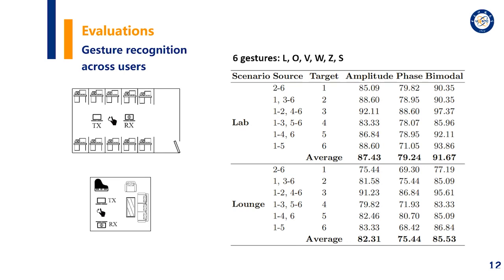For gesture recognition across rooms, we used the lab as the source and the lounge as the target and vice versa. The experiments were conducted on each user in the target room in turn. The average accuracy achieved 83% from the lab to the lounge and 88% from the lounge to the lab.